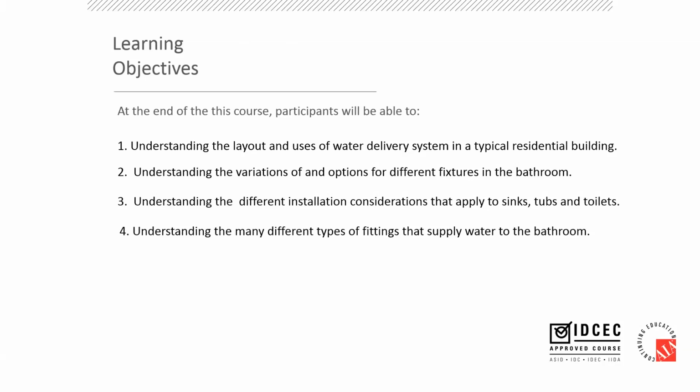Our second objective is going to be about the variations and options for each of the different fixtures in the bathroom. The third is understanding the different installation considerations, what may or may not give you a challenge, and what you should look out for that would especially apply to sinks, tubs, and toilets as you specify those items for the bathroom. And finally, understanding the many different types of fittings and how those supply water to those different areas of the bathroom and the considerations for those as well.